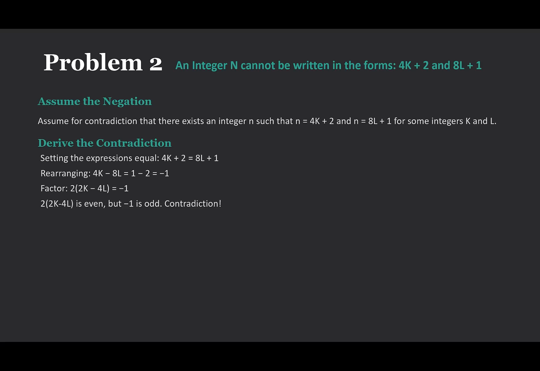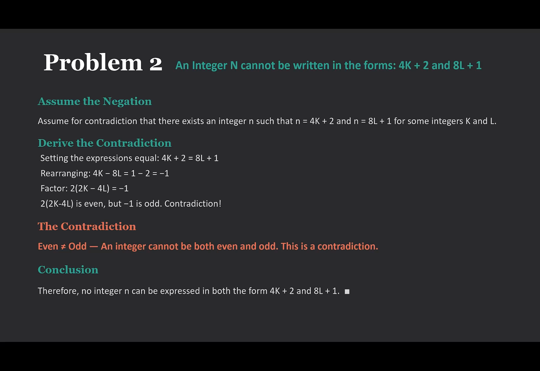On the left, 2 times (2k minus 4l) is even. I have a factor of 2. But on the right, I have negative 1, and I know negative 1 is odd. The contradiction is that we have an even equal to an odd, and we know that that can't be true. An integer can't be both even and odd. So our conclusion says no integer n can be expressed in both the forms 4k plus 2 and 8l plus 1.